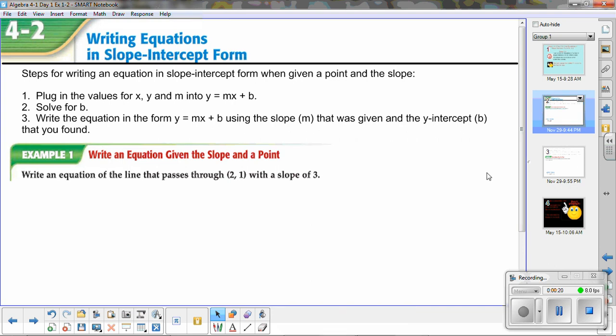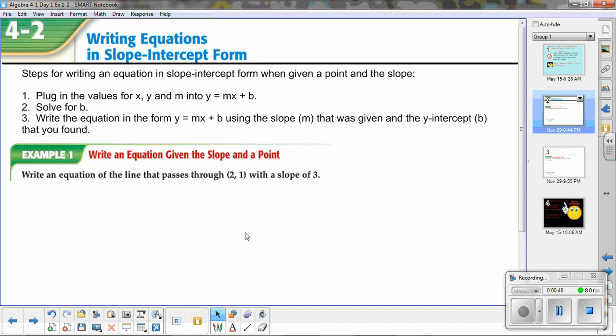The steps for writing an equation in slope-intercept form when given a point and the slope is to first plug in the values for x and y and m into the equation y equals mx plus b. You will then solve it for b, or your y-intercept. Once you know your y-intercept, you're going to write the equation in the form y equals mx plus b by using the slope that was given and the y-intercept that you just found.